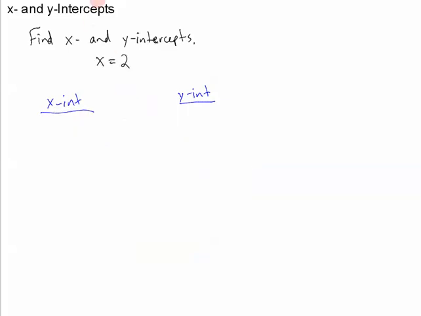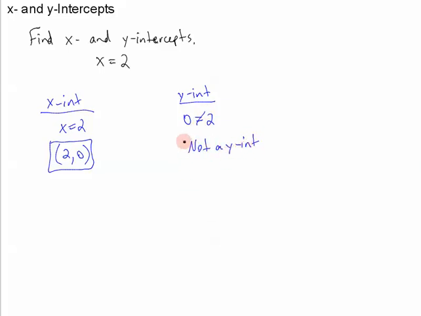Here's an interesting example. x equals 2. Well, there is no y, so for the x-intercept, when we try to set y equal to 0, we can't. So we just say x equals 2. So for the x-intercept, x is 2, and y has to be 0. There's your x-intercept. For your y-intercept, if you set x equal to 0, you get 0 equals 2, which is not true, so there is no y-intercept.